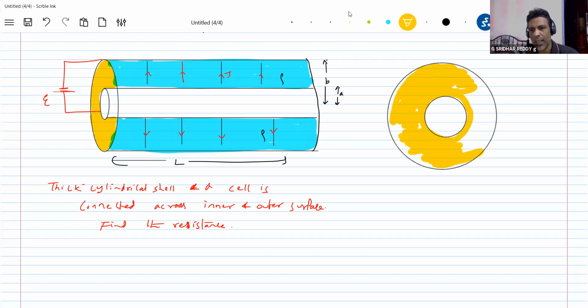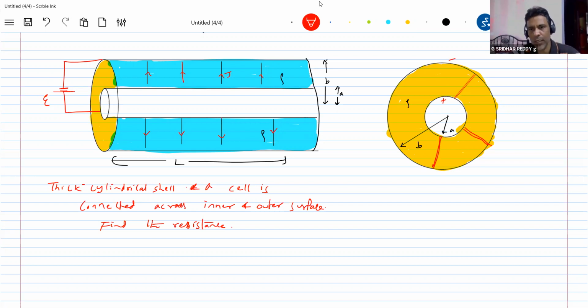How will the current flow? The current will flow radially outward here. This will be the A. The current will flow here radially outward. This is positive, negative, put it. I'm not showing the cell. This will be the direction of J, no? And tell me what you should do now.